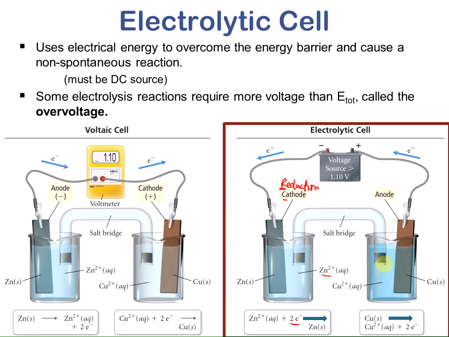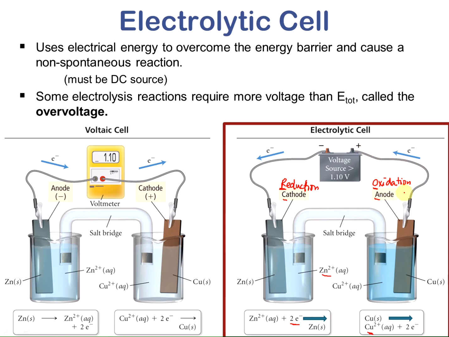And then on the other side, at the anode, this is where oxidation occurs. So they both start with vowels. Oxidation is the loss of electrons. So the copper metal is losing electrons to make copper 2 plus, and it's giving up those 2 electrons, and those 2 electrons then flow to the positive terminal of the battery.